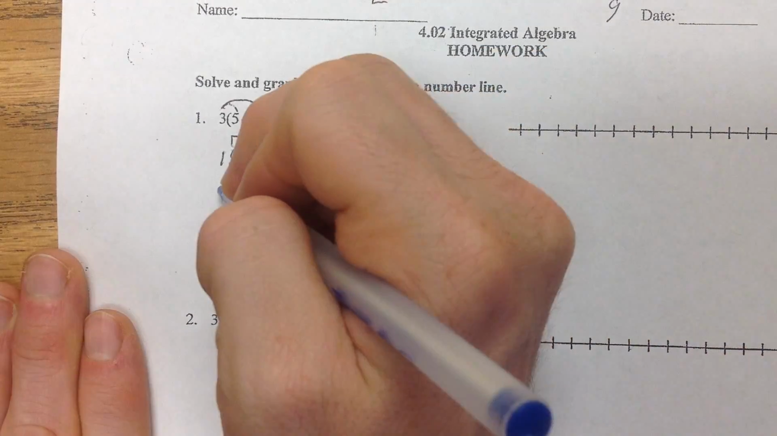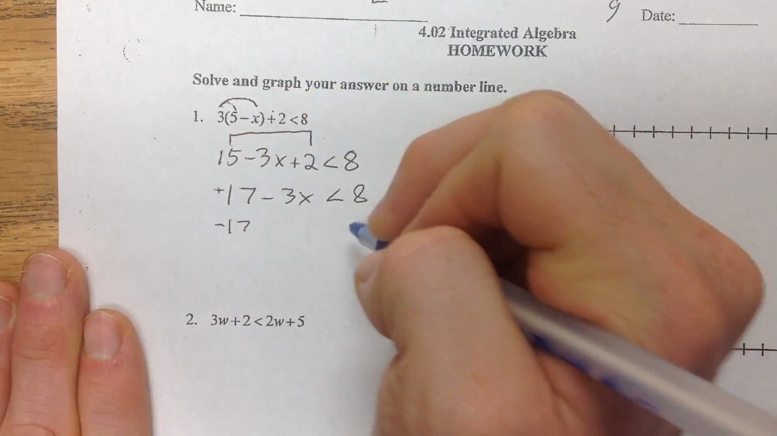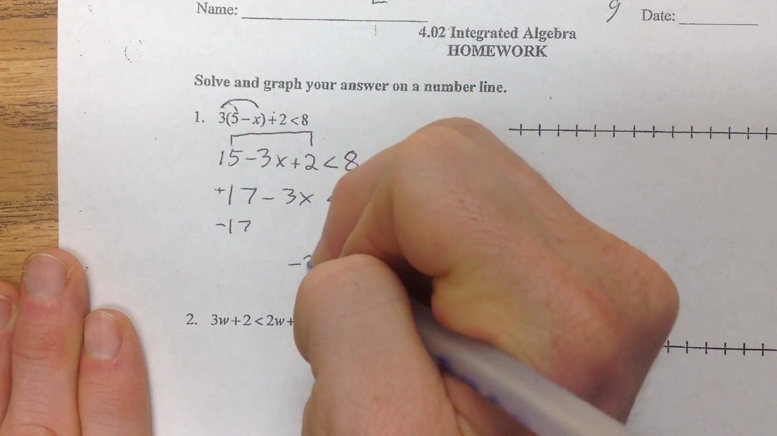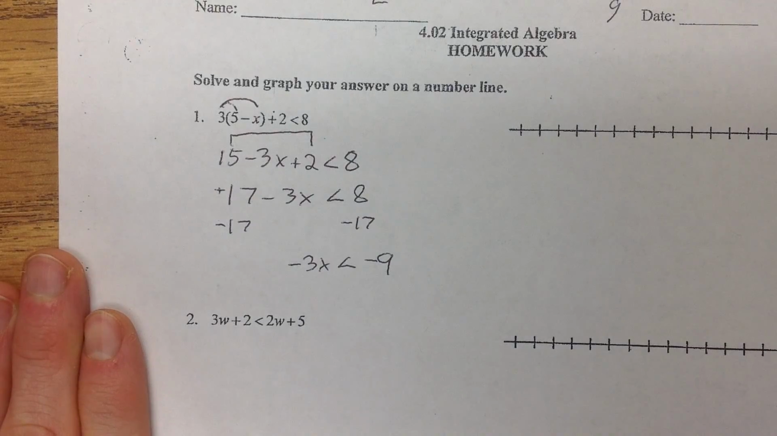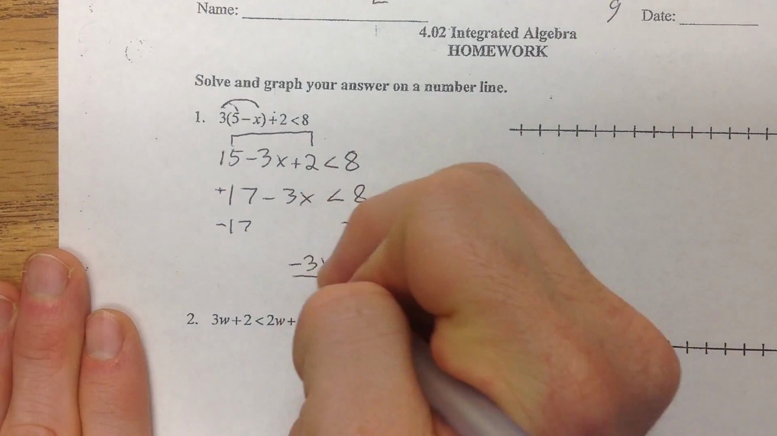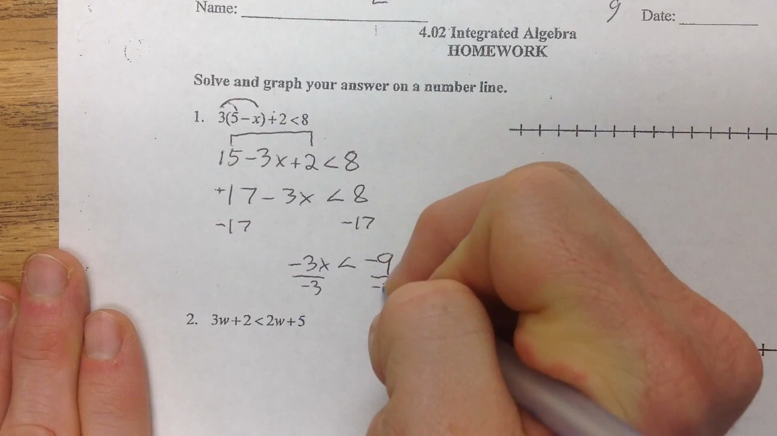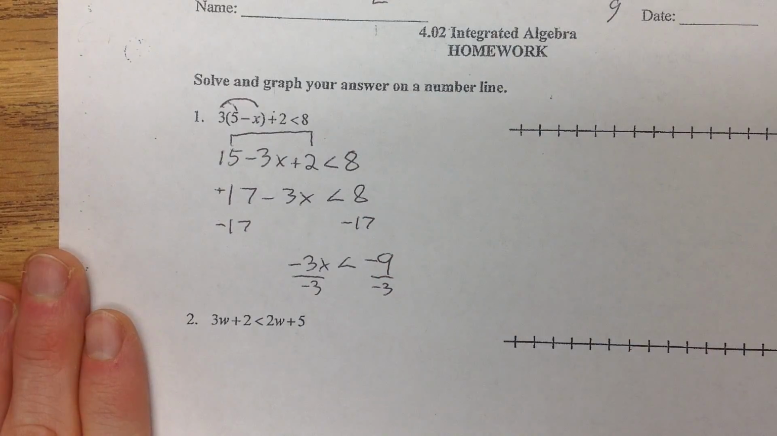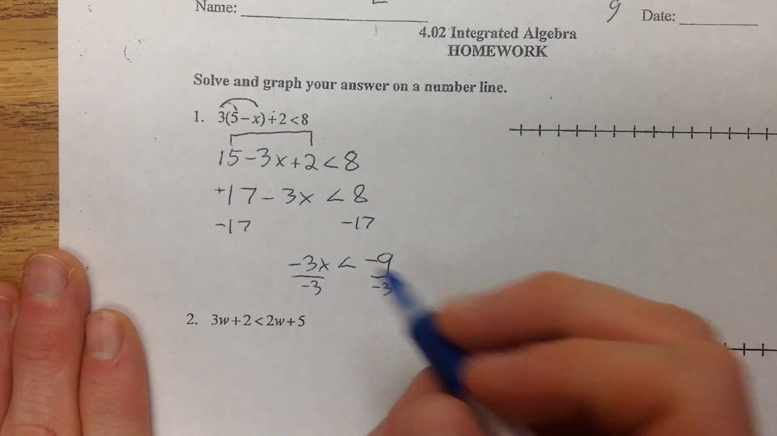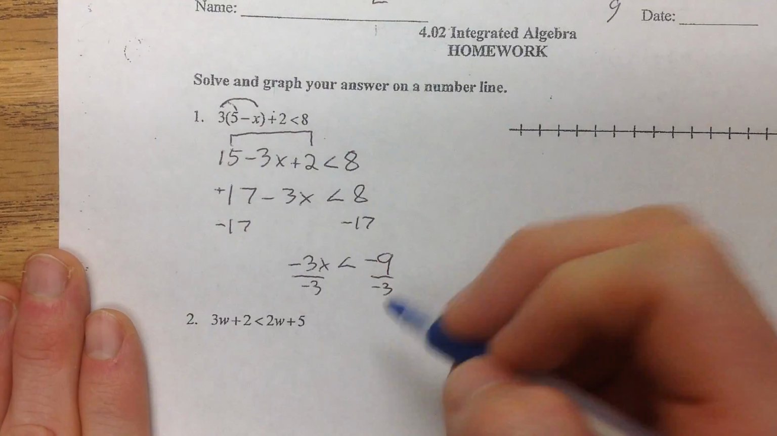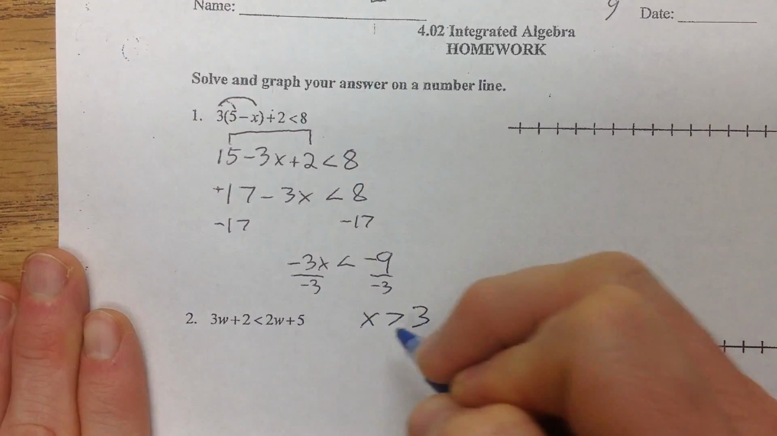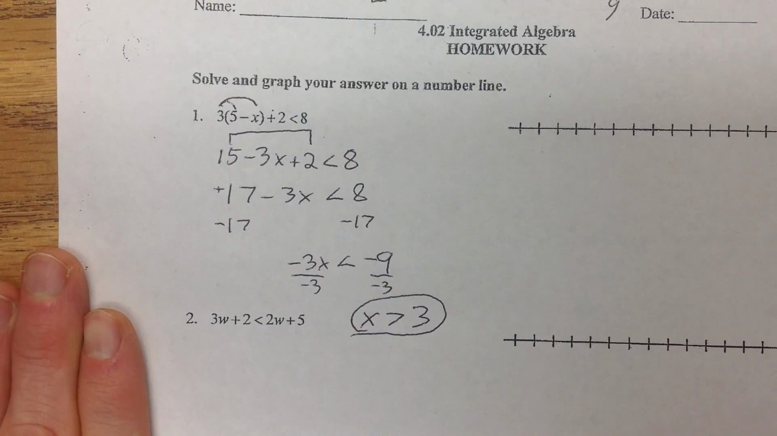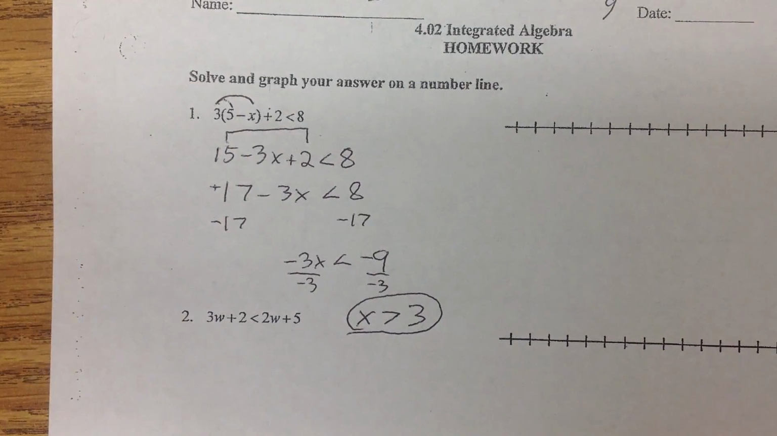This is a positive 17, so we can subtract 17 from both sides. Negative 3x is less than negative 9. And now the final step here is to divide by a negative 3. And this is where that extra little piece comes in. Whenever you divide or multiply by a negative number with these inequalities, you have to remember to flip your symbol. So it's going to go from being a less than to an x is greater than, and then a negative divided by a negative is going to give us a positive 3. So we're left with x is greater than positive 3.